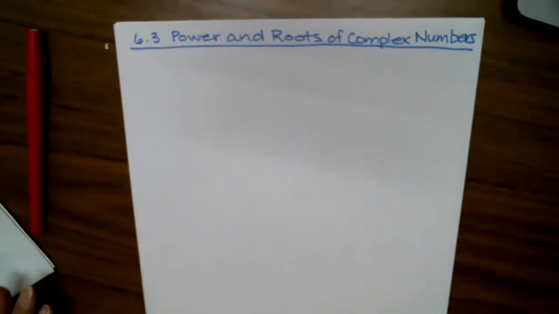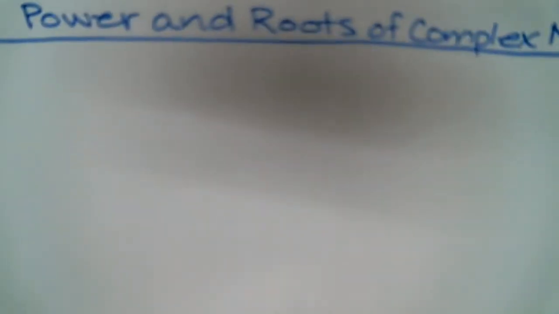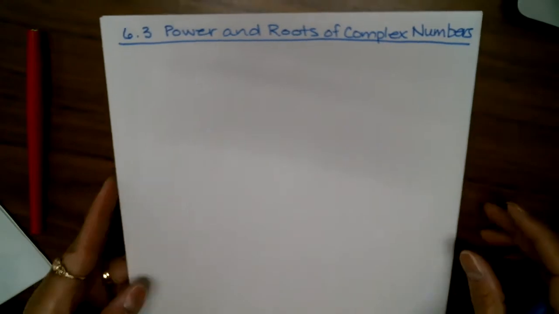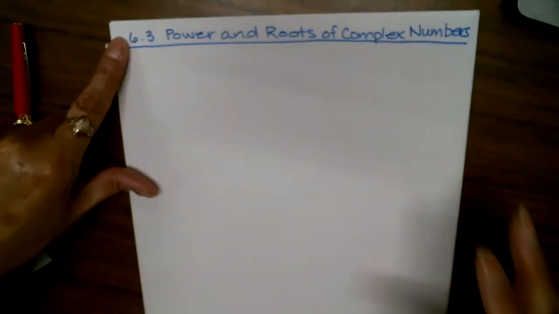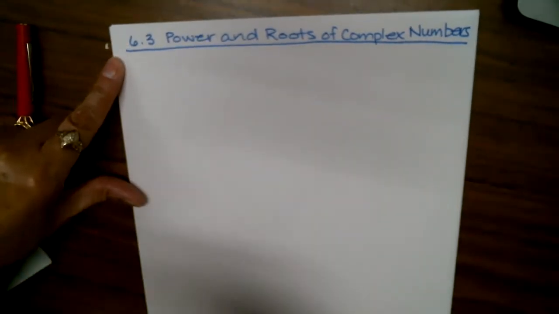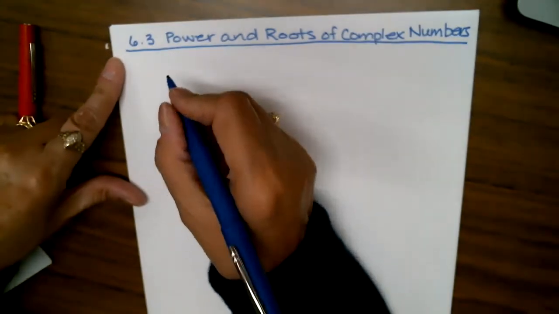So here we go. 6.3 is about powers and roots of complex numbers. Let's make sure you have your terminology correct first.